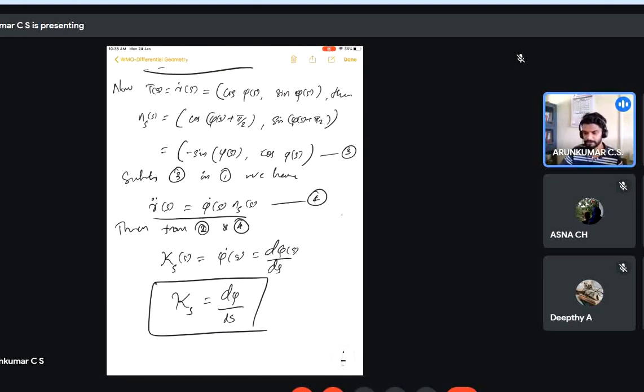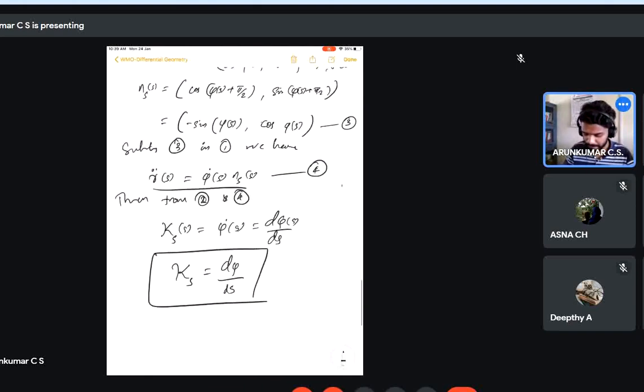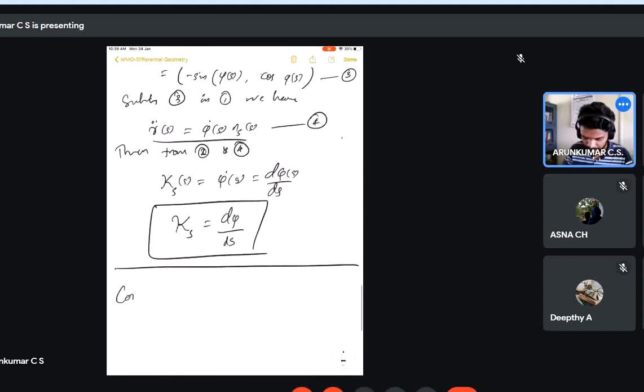Which or the rate of change of the turning angle or the rate at which the tangent rotates. Okay, yeah, now we have a corollary.